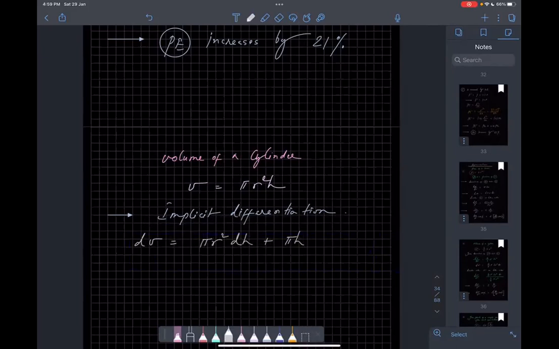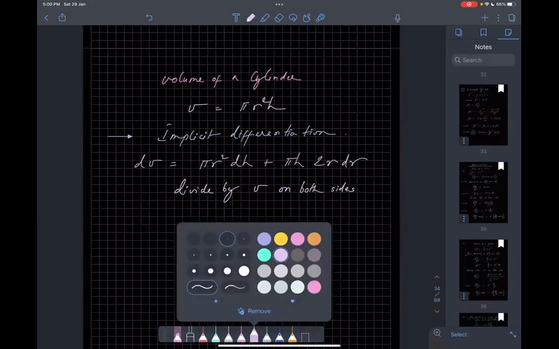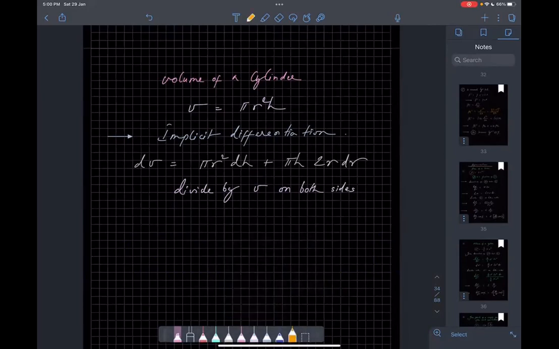The derivative of r square is 2r into dr. Do you agree? Got it. Now divide by volume on both sides. So it is dv by v equals pi r square dh by pi r square h. Pi r square cancels.